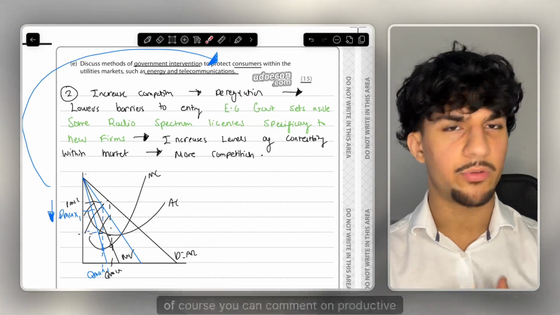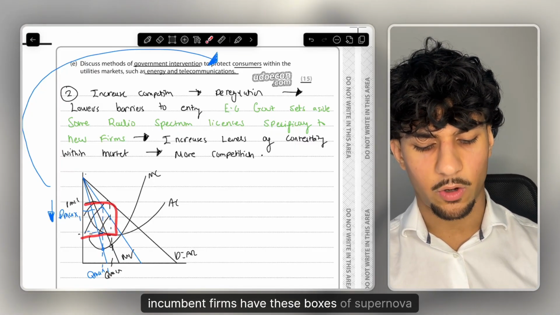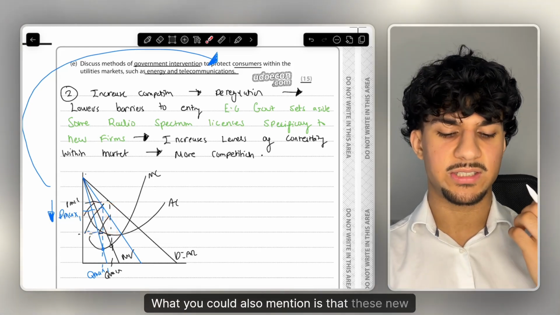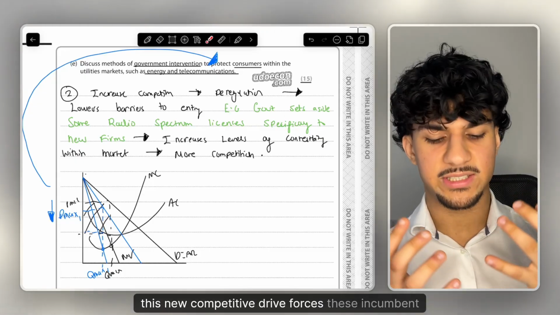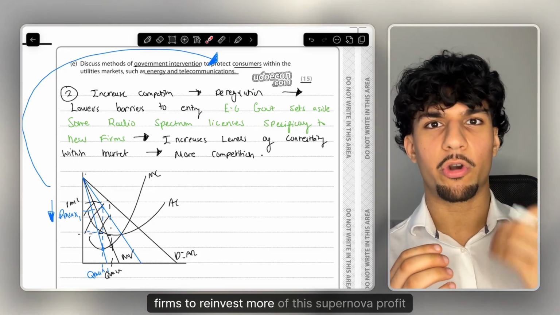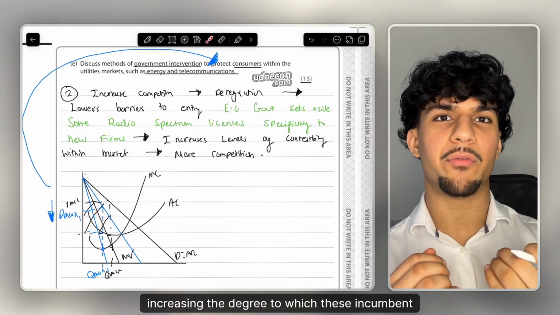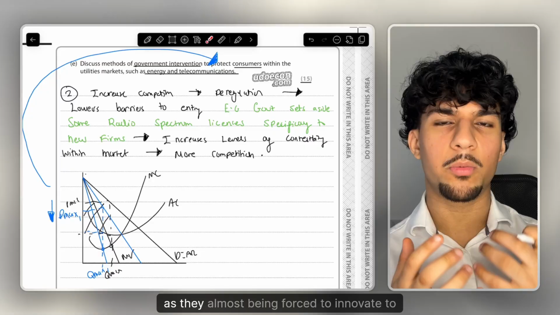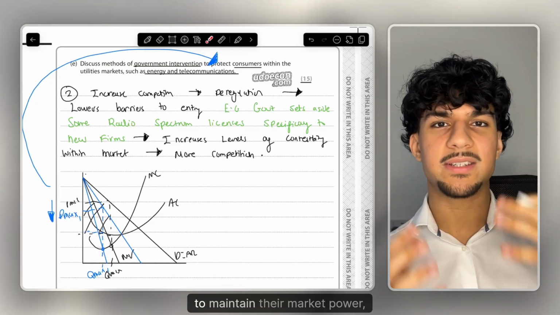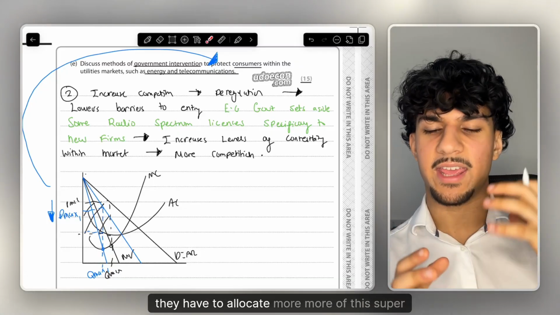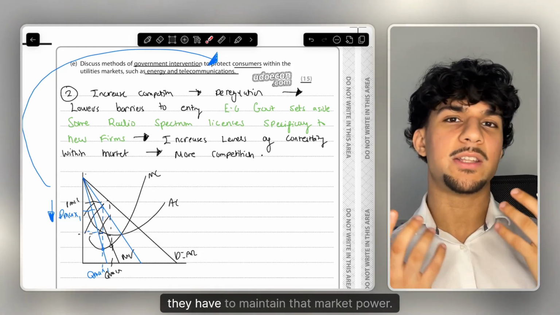Another massive thing you could comment on, of course, you can comment on productive efficiency, but also these large incumbent firms have these boxes of supernormal profit. What you could also mention is that these new firms entering the market, this new competition, this new competitive drive forces these incumbent firms to reinvest more of their supernormal profit into research and development, thus increasing the degree to which these incumbent firms are now dynamically efficient, as they're almost being forced to innovate to maintain their competitive edge, to maintain their market position, to maintain their market power. They have to allocate more of their supernormal profit into research and development to, like we said, maintain that market share they have, to maintain that market power.